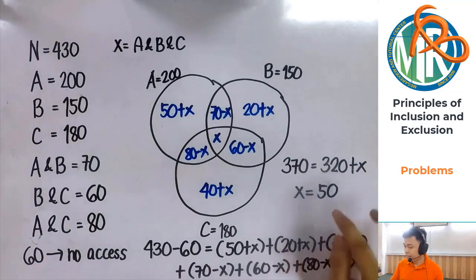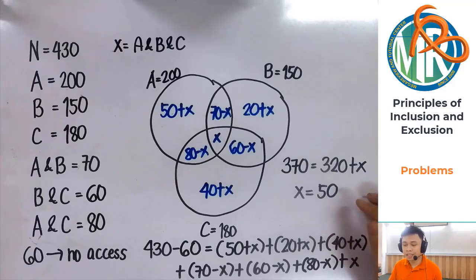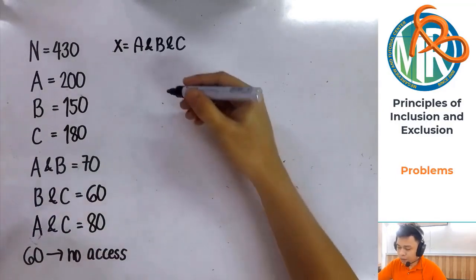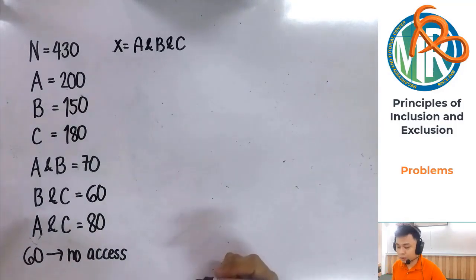So bali yan guys, yung number of students na may access dyan sa tatlong website na yan, no? So actually, we can solve this using the principle na diniscuss ko sa inyo kanina, no? So, by principle of inclusion and exclusion, no need na to draw Venn diagram.